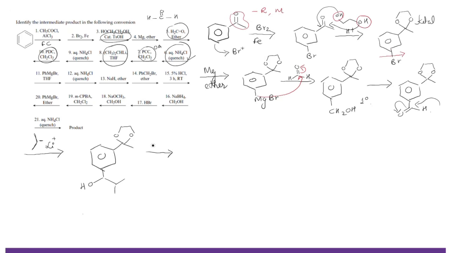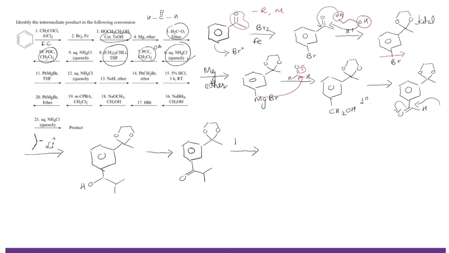PDC refers to pyridinium dichromate and it's an oxidizing reagent. It will oxidize the given secondary alcohol to ketone. So this is the ketone we are going to get, and this cyclic ether will remain as it is because ethers are not susceptible to undergo oxidation. So this is the 10th reaction.